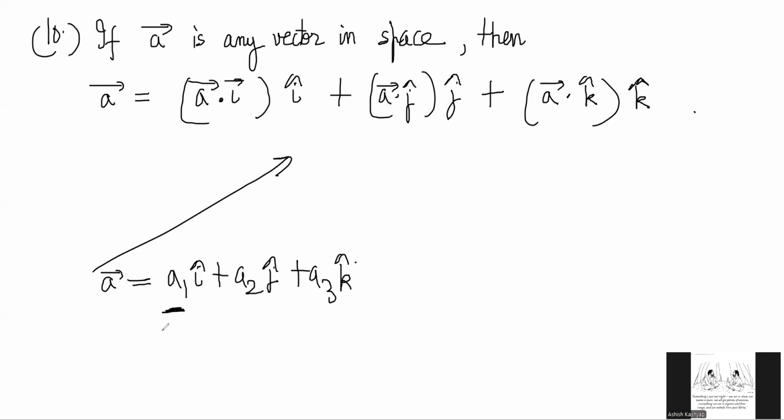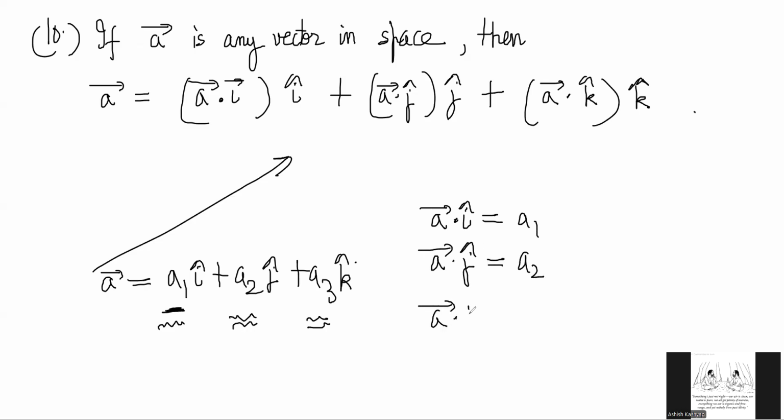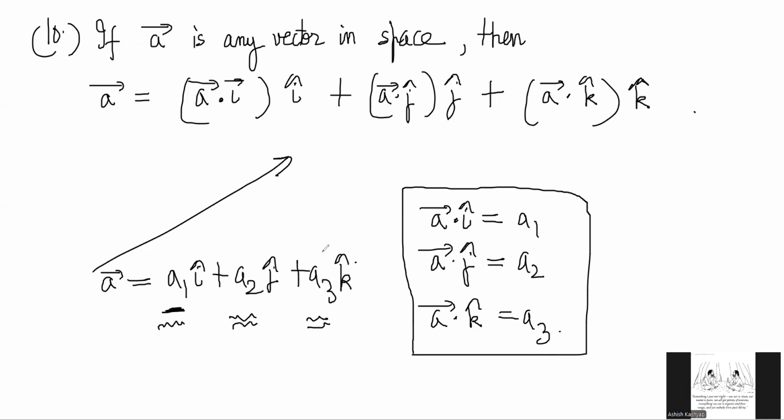So if I wanted to find the individual components of A in the directions of i, j and k, then A dot product with i cap would give me what? Simply A1. A dot product with j cap would give me A2. And A dot product with k cap would give me A3. So if you want the components of a vector in any three directions, say i, j, k, then you need to do the dot product of that vector with a unit vector in those three directions. So this is an important idea. It tells us how to split a vector in space into its three component directions.